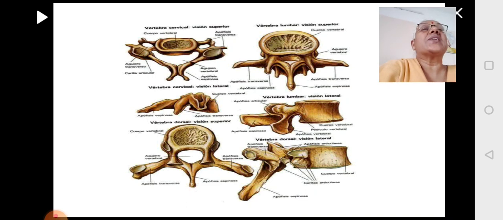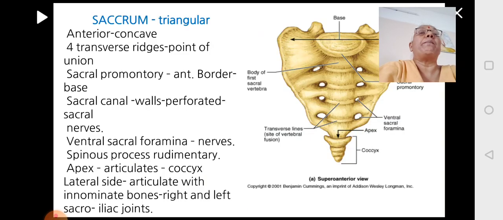So some more pictures for you all. You can just sit and look at each of the vertebrae, the differences between all of them. I'll be sending the PPT. You can look at these pictures.